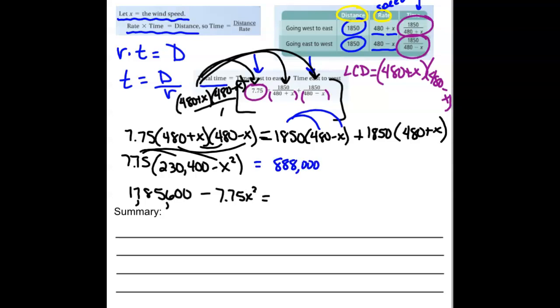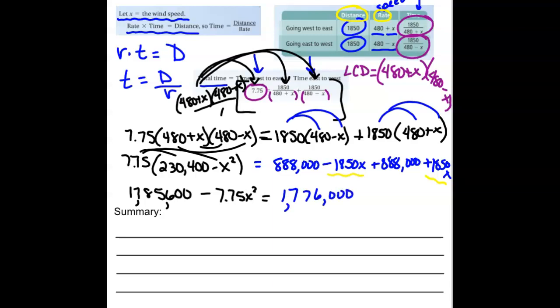All right, on the other side, distributing 1850 times 480 ends up being 888,000, and 1850 times negative x would be negative 1850x. Distributing here, we're going to get another 1850 times 480, so 888,000, but this time we get plus 1850x. So the minus 1850x and the plus 1850x are going to drop out. We end up with 888,000 plus another 888,000, which is 1,776,000.